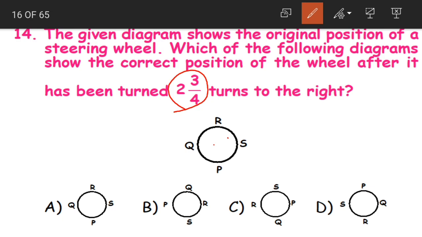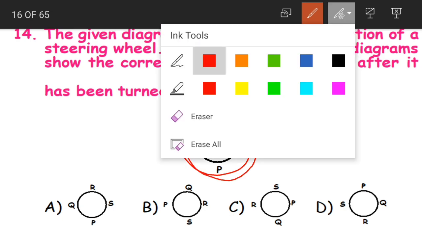While we are driving in a car or a bus, you will be seeing the wheel, right? Yes, the wheel is called the steering wheel. Now what should we do? We should turn it 2 3 by 4 times to the right. See, this is one time, then again 2 times to the right. If we turn it completely 2 times, the position will not change.